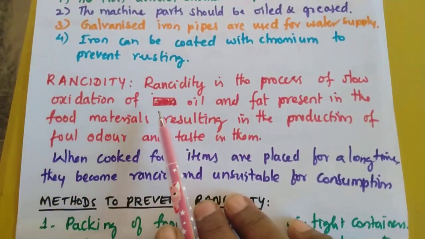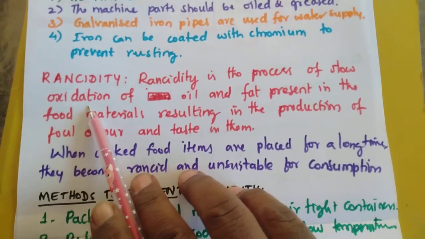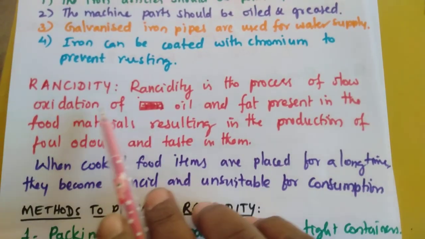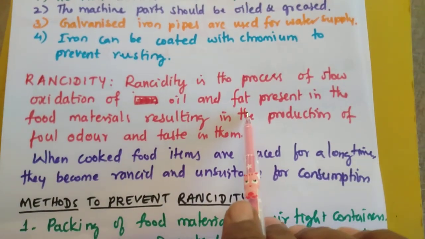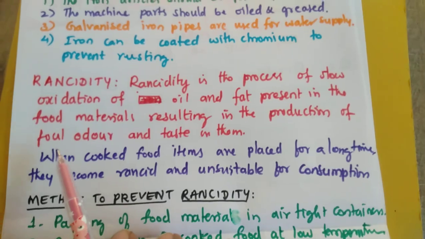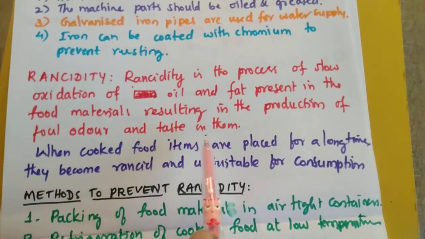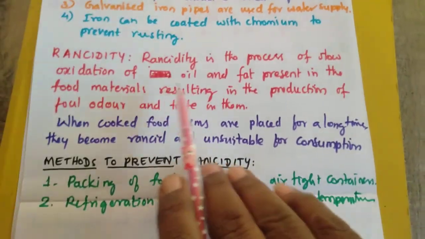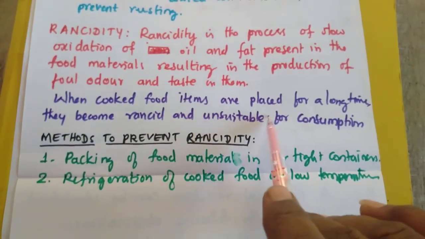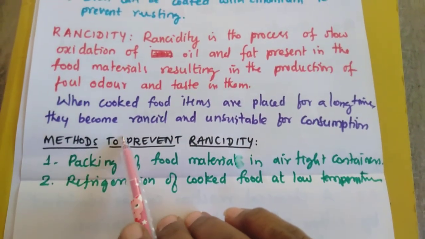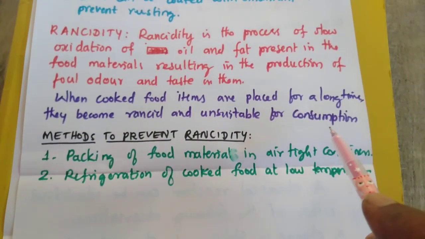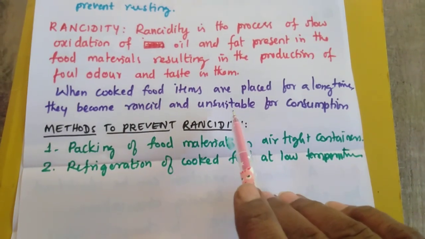Next one, rancidity. What do you mean by rancidity? Rancidity is the process of slow oxidation of oil and fat present in food materials, resulting in the production of foul odor and taste in them. Foul odor means bad smell. When cooked food items are placed for a long time, they become rancid and unsuitable for consumption. That is, it is not suitable to eat.